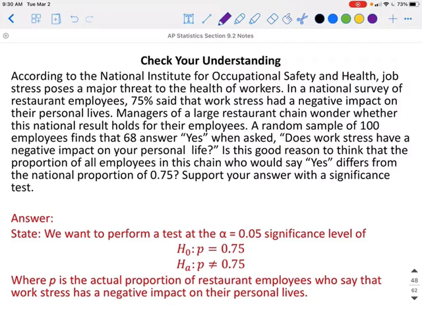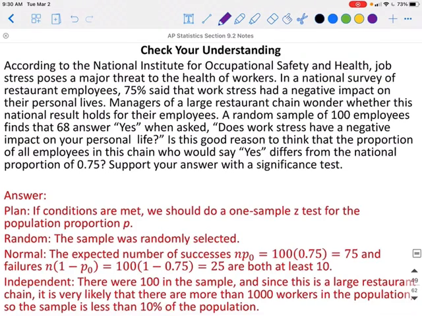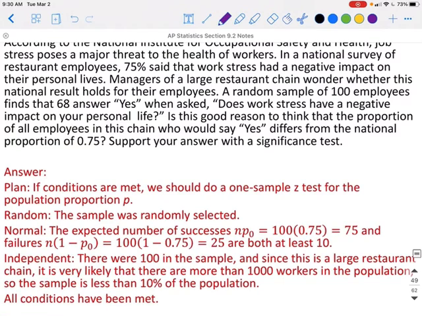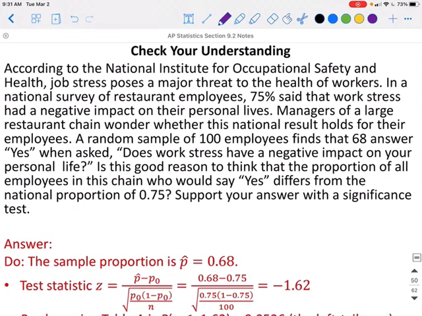For our plan, you're going to say what type of test you're going to run, and then you are going to check the conditions. If the conditions are met, we should do a one-sample z test for the population proportion p. It does say that the sample was randomly selected. Because this is a proportion, we're going to do the sample size times the probability of success and the sample size times the probability of failure, and both of those need to be at least 10. We have 75 and 25, so those are both at least 10, so we're good there. And we can assume that if this is a large restaurant chain, there are going to be more than 1,000 workers, so that 10% condition is met. So all the conditions have been met, and we can now do the do part of our problem.